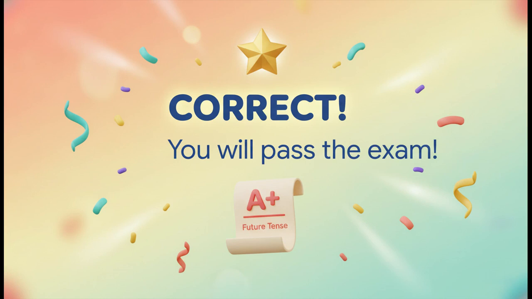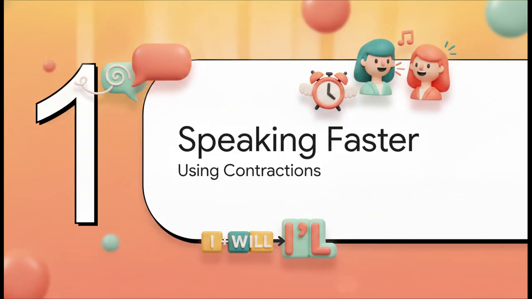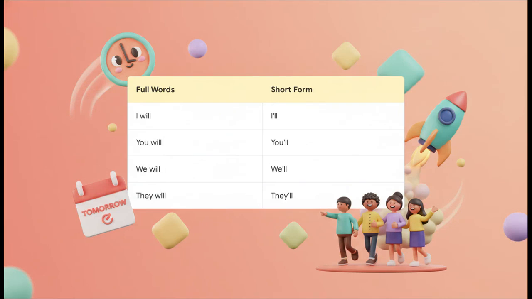So now that you know the basics, let's look at how native English speakers actually talk in real life. You know, when we speak with family and friends in casual, relaxed situations, we usually speak much faster, and we do this by using contractions. This just means we push the subject and the word will together to make one short word. This table shows exactly how we do it.